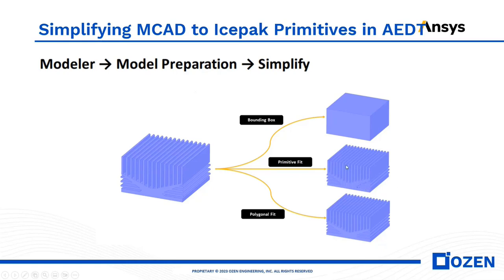It's not the perfect approach, but it's good. We can do it, right? And also we have the polygonal fit, where there is a small simplification to translate this from a traditional or standard MCAD to an Icepak object. And basically, if you see here, the final shape is basically the same as the original one. So as much as possible, we may want to use the polygonal fit, right? When it's possible, right?